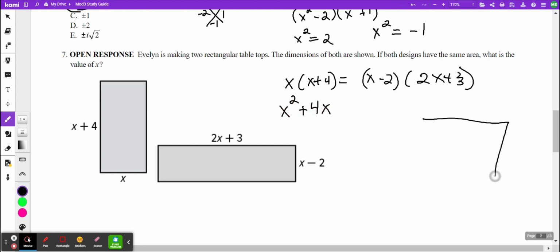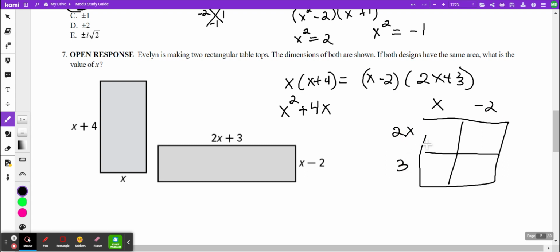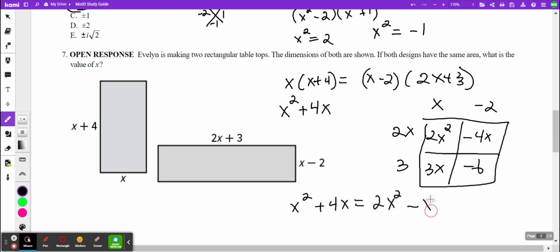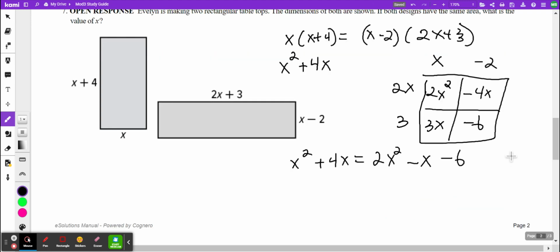But this other one, let me show some work so I can get it right. x minus 2 and 2x, and that should be a positive 3 right there. So if I multiply it all out, I should have the following. So x squared plus 4x has to equal 2x squared minus x minus 6, because I combine 3x and minus 4x. Well, wait a second here. What if I move everything to the other side and I get 0?